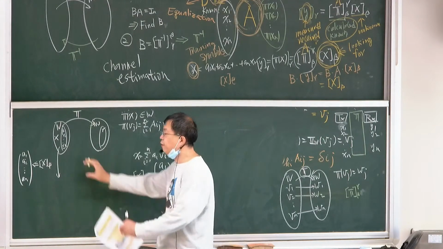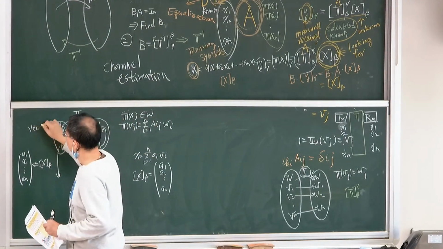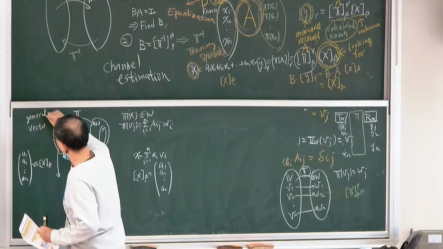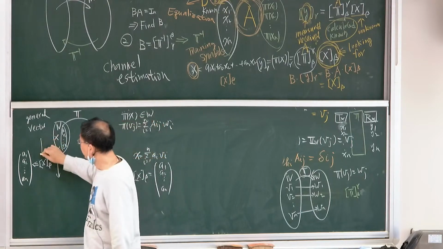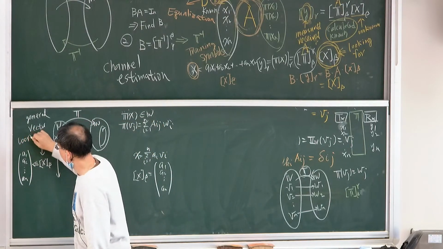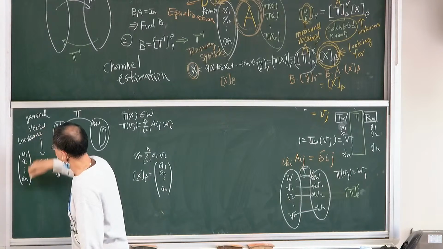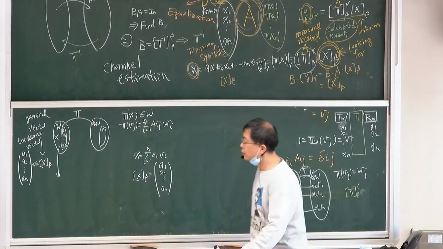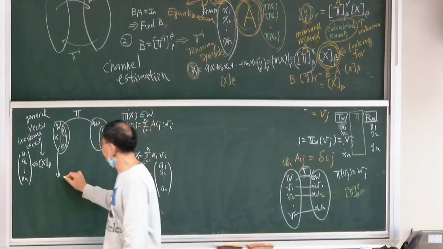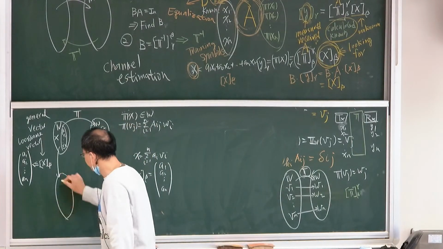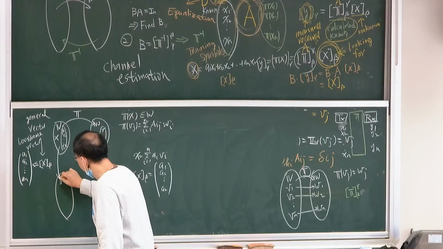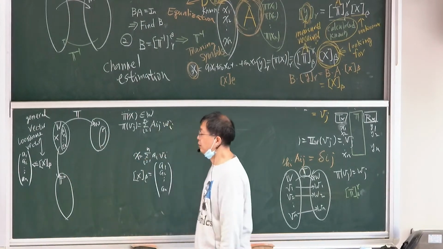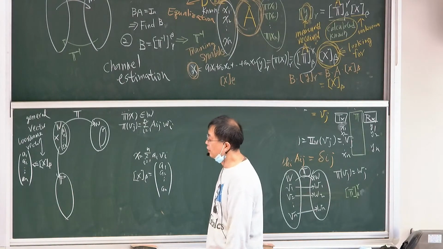So right now we transform a general vector into a coordinate vector. This is what we are familiar with. By using this approach, we transform it to the n-tuple column vector.